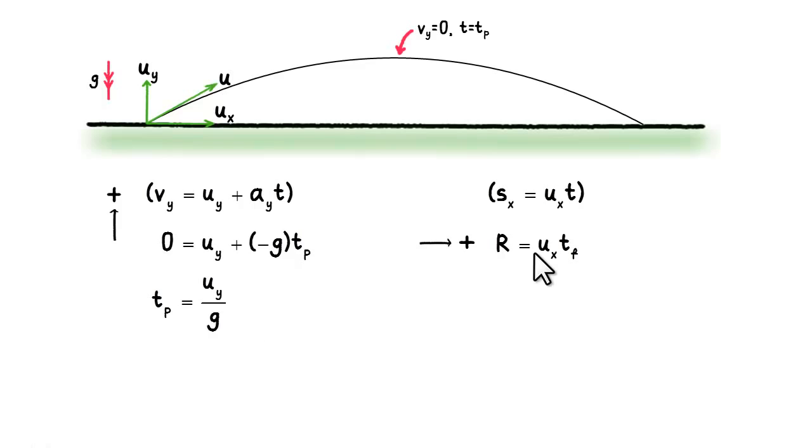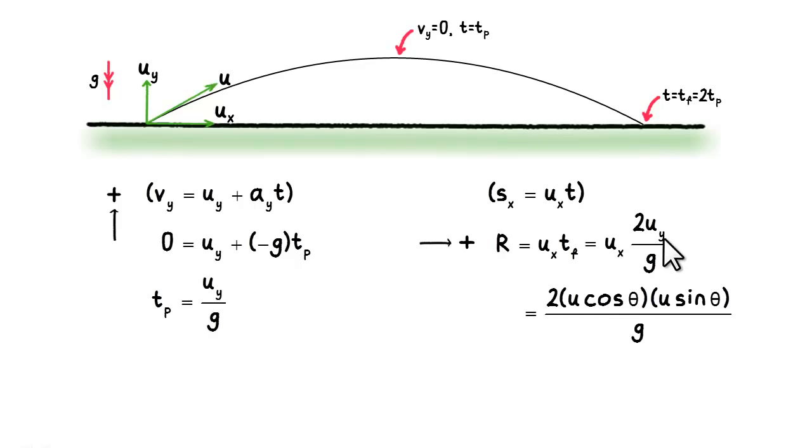So with this, we go back to our equation here, and we replace the time of flight with 2 times Tp. Now we realize the horizontal range actually involves multiplying the initial horizontal and vertical velocities together. If we write ux and uy as u cosine theta and u sine theta respectively, we are able to simplify the expression into just u squared sine 2 theta divided by g.